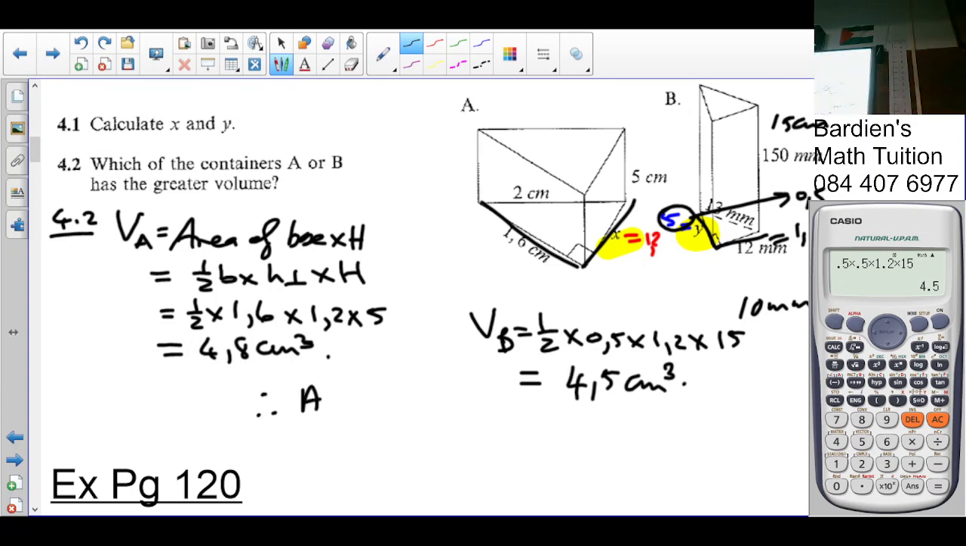Which one has the larger volume? A, please. Yes. So you converted at the end. Yes, that's also fine. So what is your answer here? 4,500. Then you divide it by 1,000. Yeah, it's correct.